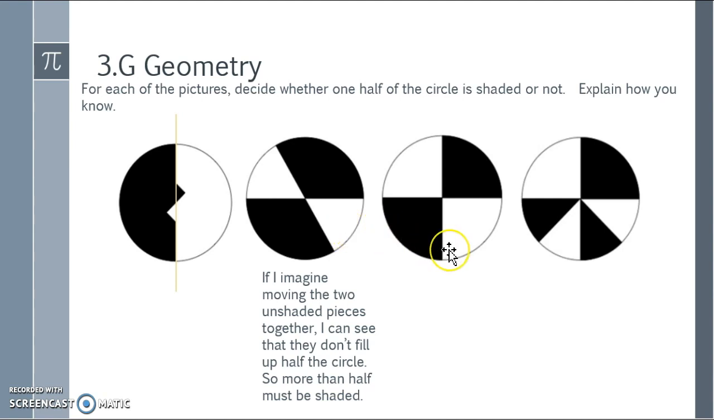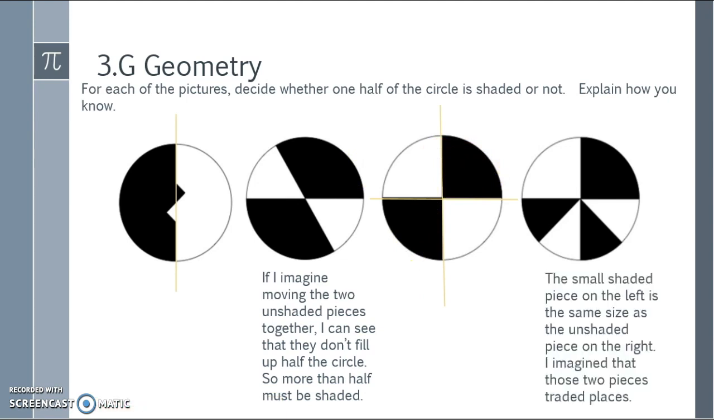And that's great when we compare the third one, because notice that if we were to cut them vertically and horizontally, there is exactly the same amount of shaded as unshaded, whereas these ones, the black parts are just a little bit more than these here. And then finally, the last one, the small shaded piece on the left is the same size as the unshaded piece on the right. So I imagine that these two pieces trade places, and therefore we would have equal amounts of shaded and unshaded.